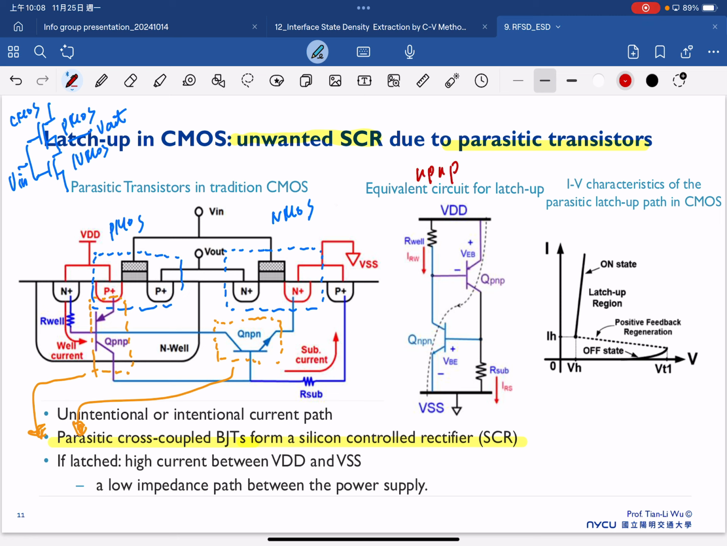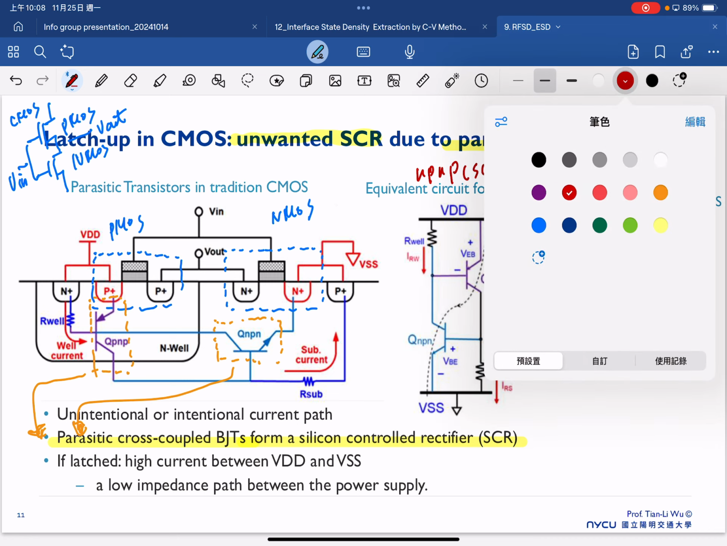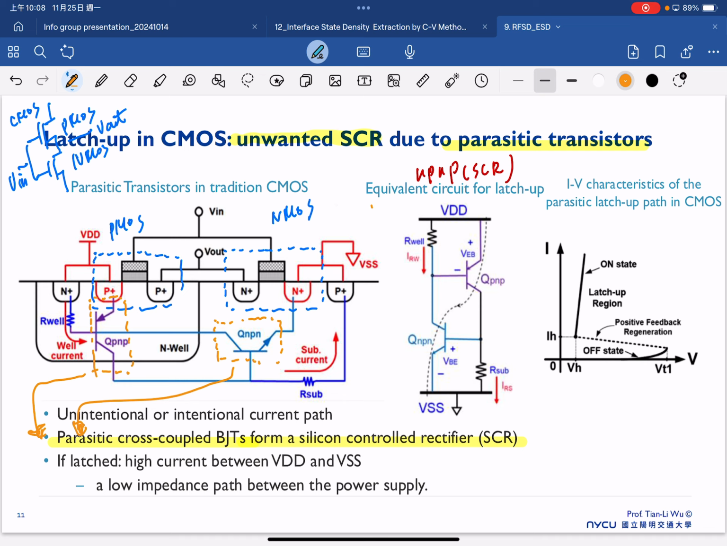So now, if we put in the equivalent circuit for the latch-up, we have this NPNP structure. This is what we call the silicon control rectifier here, and this is our supply voltage VDD. Once the latch-up is happening, this will cause the high current between VDD and VSS, which is this one.